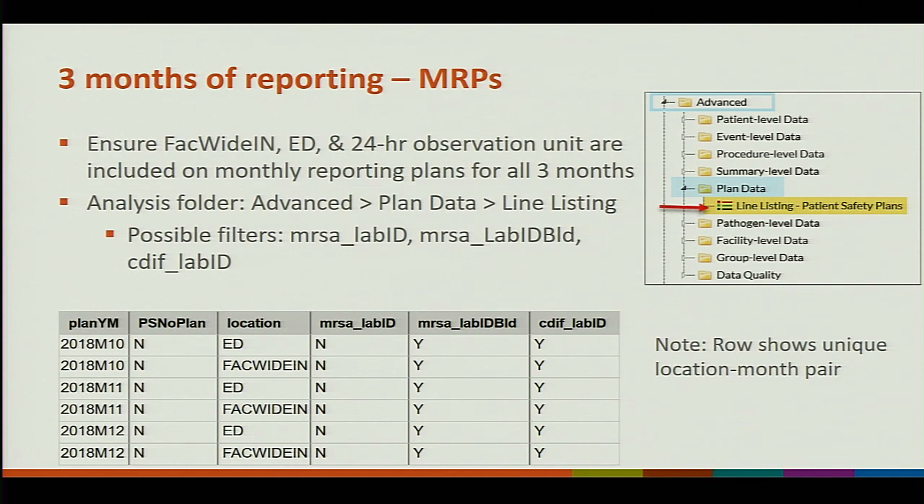A quick way to review your monthly reporting plans is through an advanced analysis folder where you see the plan data. When you use that report, you will be able to see each unique row that corresponds to a very specific location and month pair. That way you can review for the entire year, which is a really helpful way. In this screenshot, I've just included your MRSA and your CDI variables and the location.